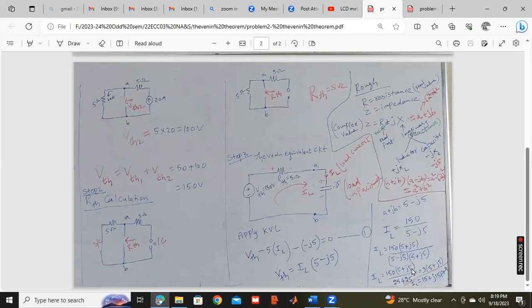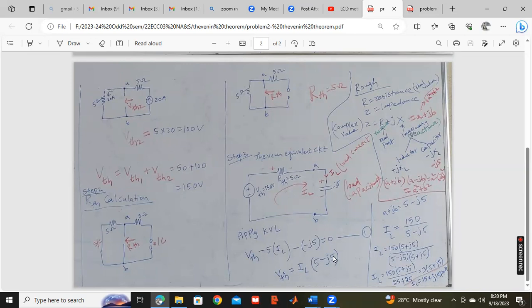Numerator, we will have 150 into 5 plus J5. So 150 by 50 will become 3. 3 into 5 plus J5 becomes 15 plus J15. Okay. This is the current value. Amperes is the unit.